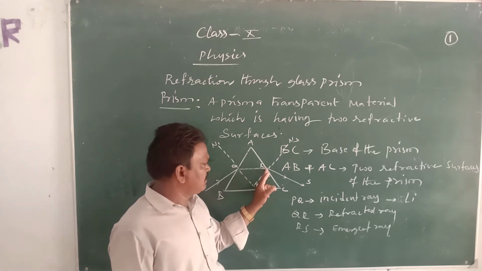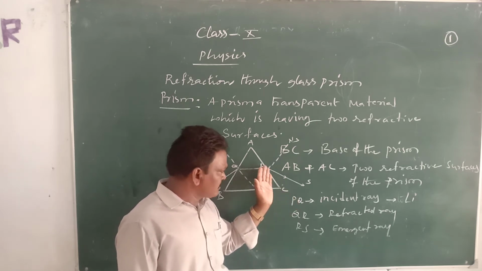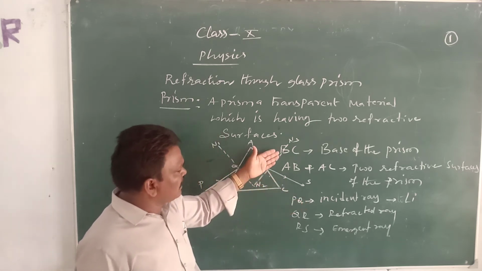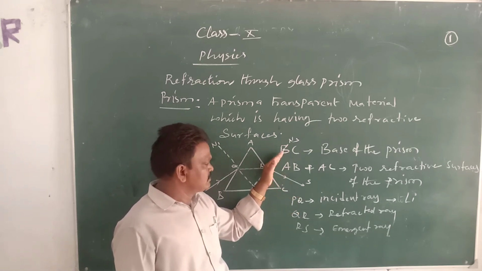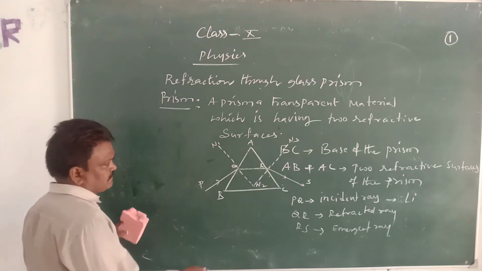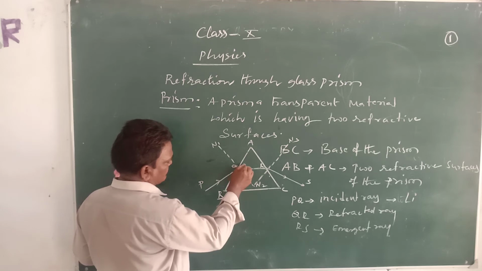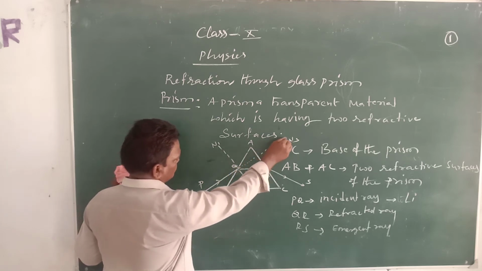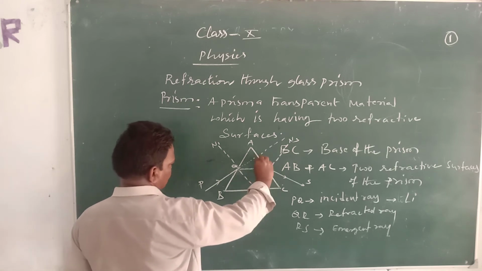When it leaves the prism, exit means it comes out of the prism, it can move away from the normal. This is the emergent ray, which moves away from the normal. So here, if you extend this, we can get the rays. Actually, it should travel like this, and we can extend this back.